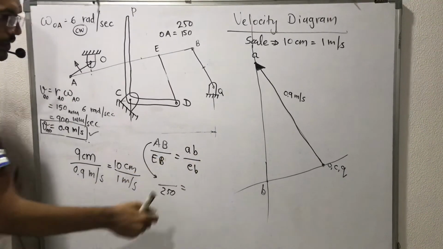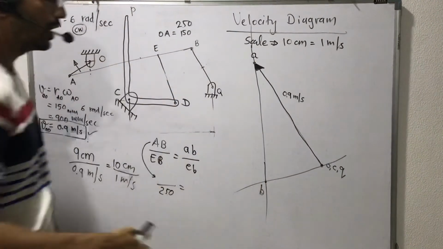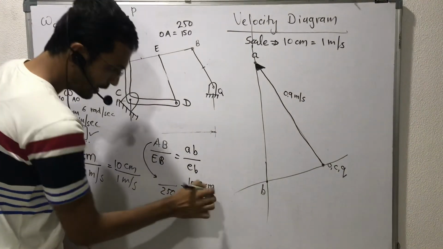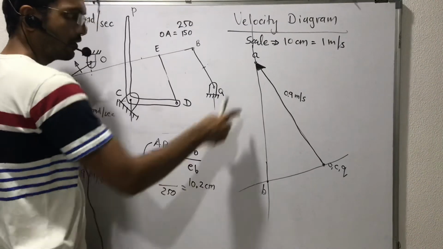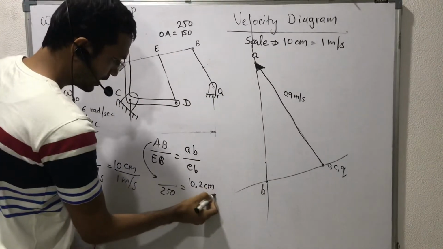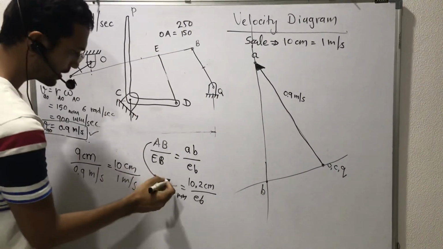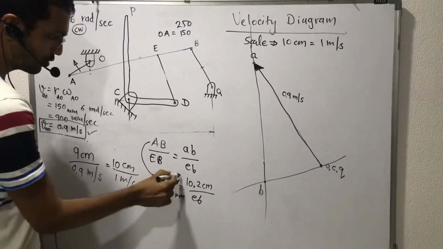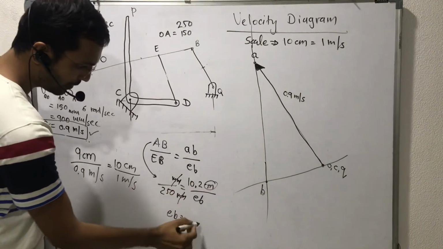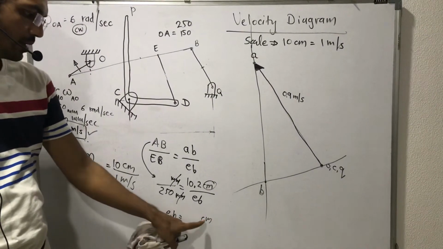Small AB value you can measure from here, from A point to B point. Let us consider it is 10.2 centimeter. It is not true value, it is approximate value. Using scale you can find. So when you draw actual diagram, measure this value. Divide by EB. So 250 in terms of mm, and AB value which is given again it is in terms of mm. So mm will be cancelled. When you do cross multiply, centimeter unit is remaining. So you will have answer EB in terms of centimeter.